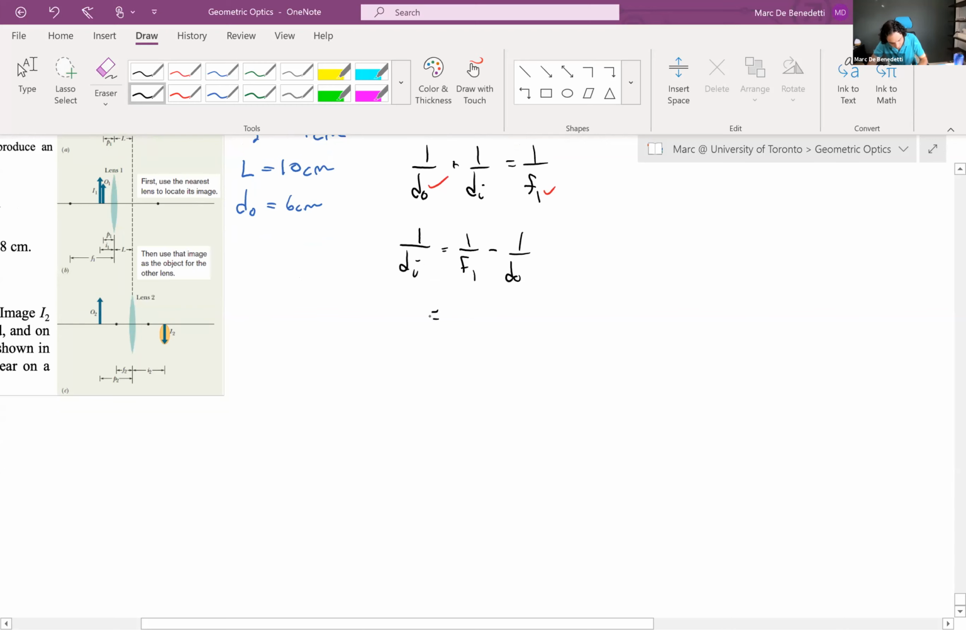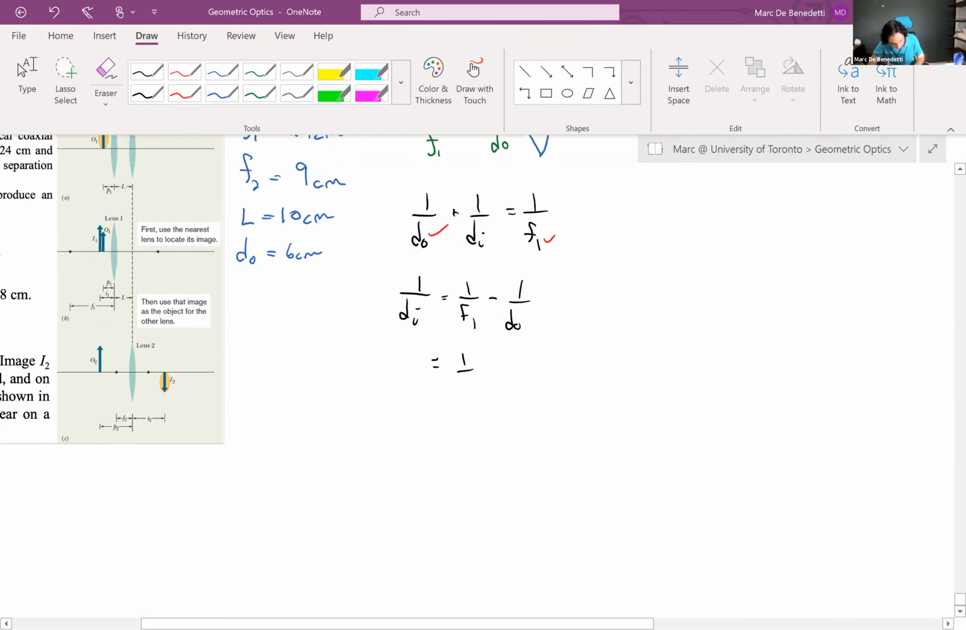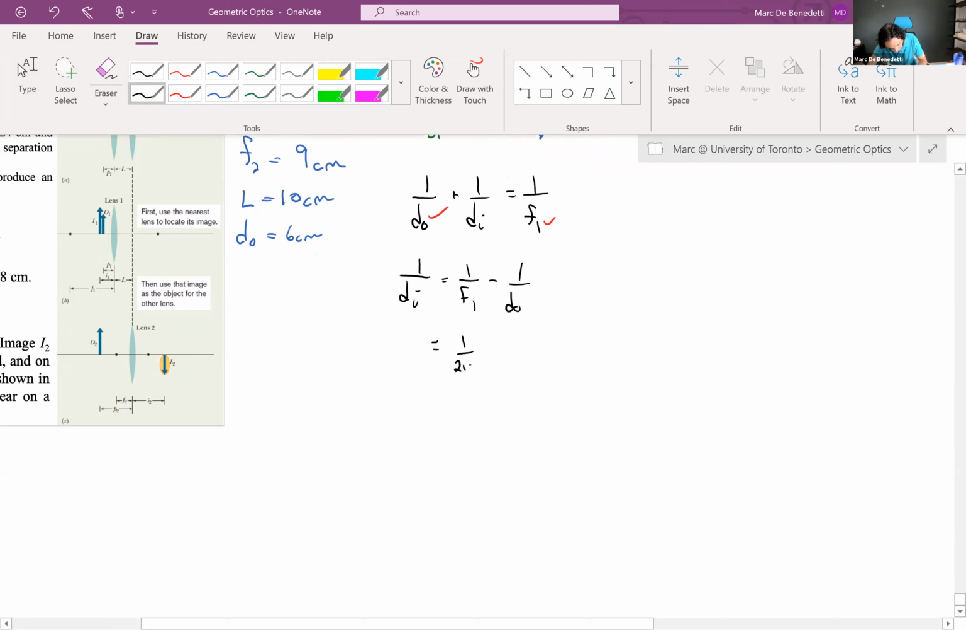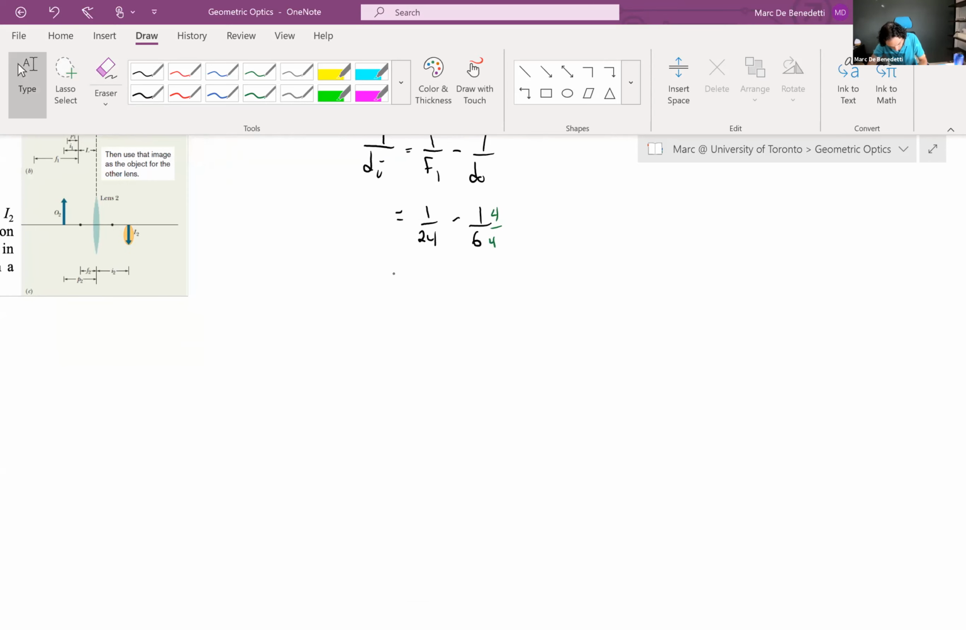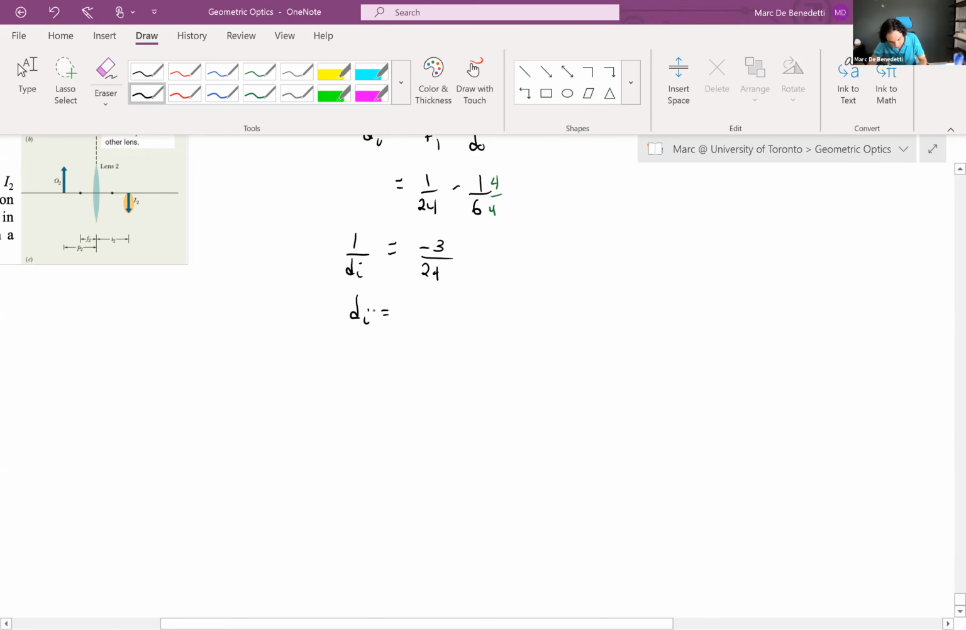And this is going to be 1 over, what's focal 1? 24. And do was 6. Oh, look, it's not a coincidence that 6 is a multiple of 24. I'm sure that was done on purpose. So 6 times 4 is 24. And motoring right along, we're going to get -3 in the numerator, 24 in the denominator. So that makes the distance of the image 24 over -3, which is going to be -8 centimeters.